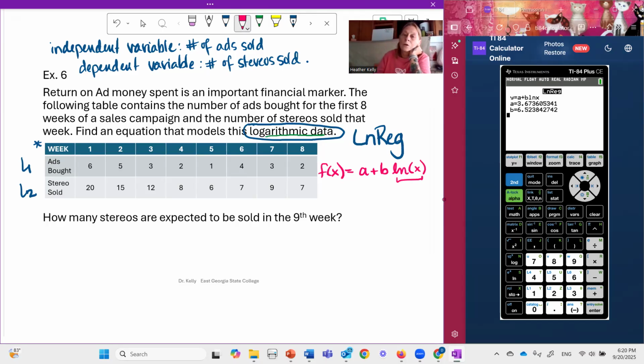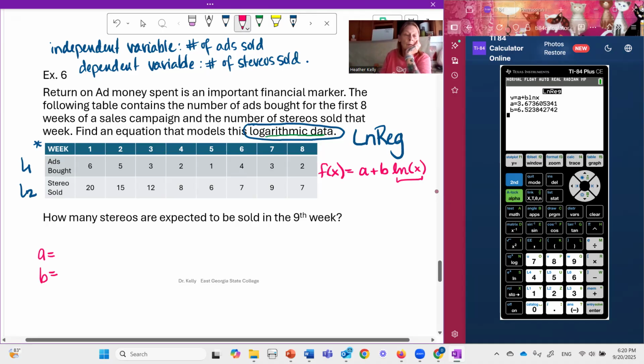Okay. So that needs to stay as it is. So you just want to follow what is written there in that equation. So we need an A and we need a B. And our A, we only need 1 decimal place. So A will be 3.7 and B will be 6.5.